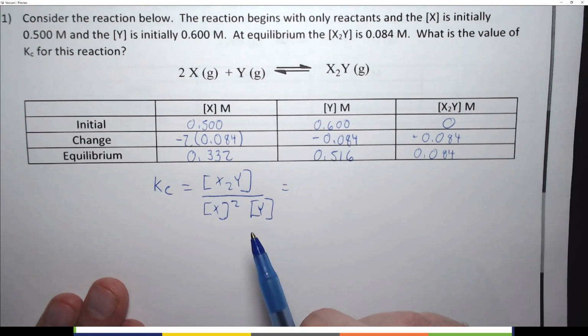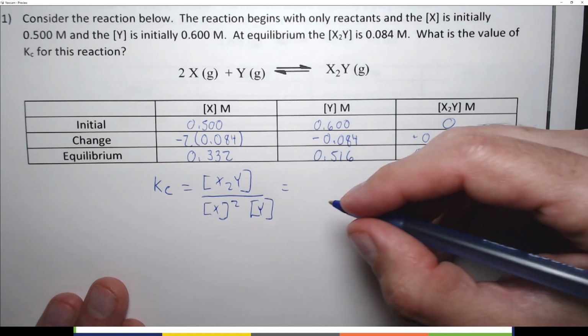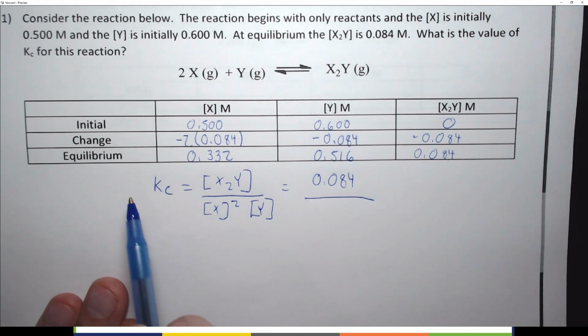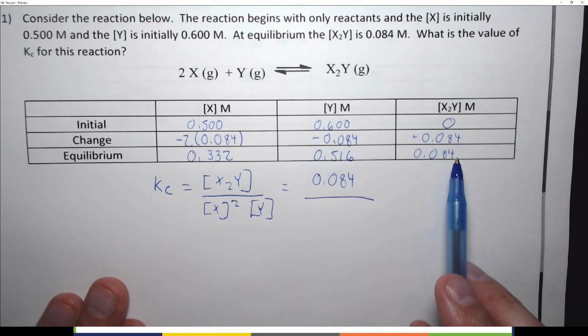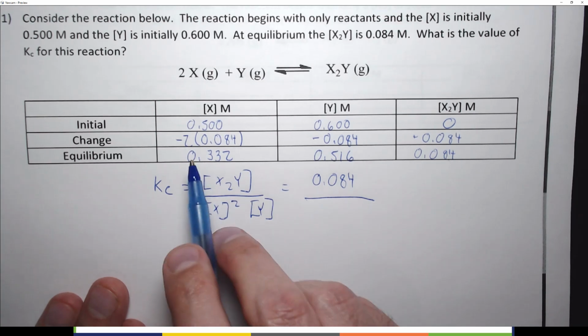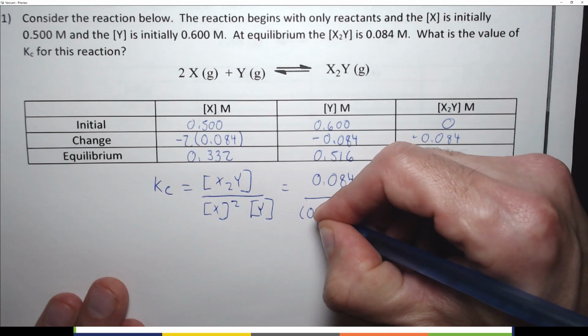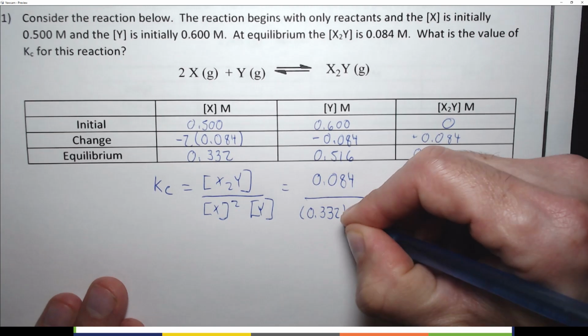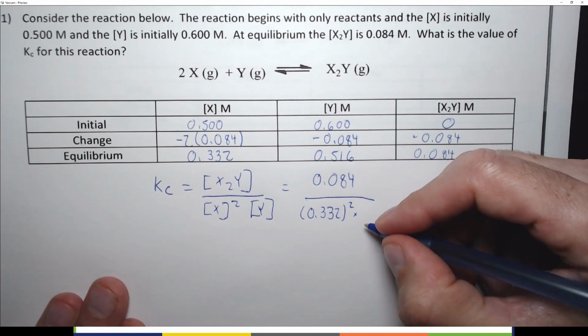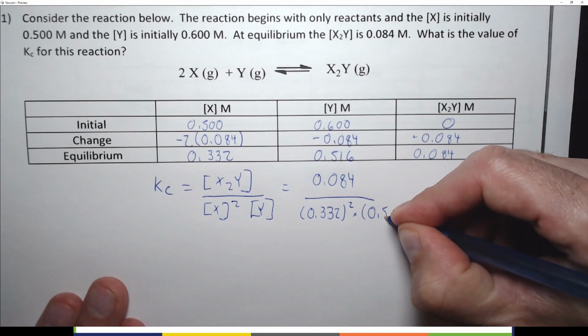Plugging in, x2y is 0.084. Note that I'm using the equilibrium concentrations. Why? Because this is the equilibrium constant, so we need the concentrations when the reaction is at equilibrium. I'm going to plug in the concentration of x, which is 0.332 squared, and I'm going to plug in the concentration of y, which is 0.516.